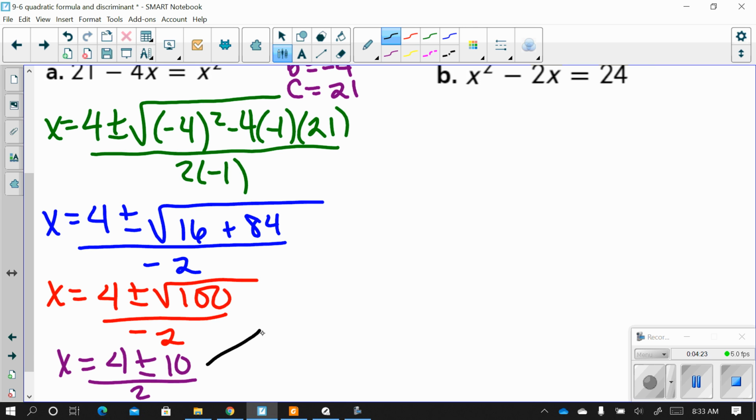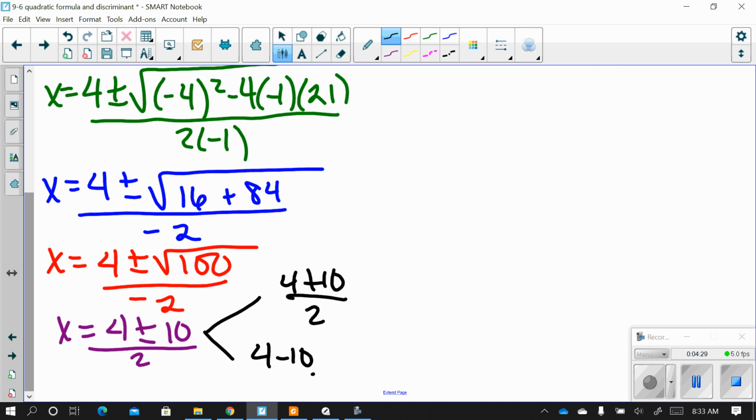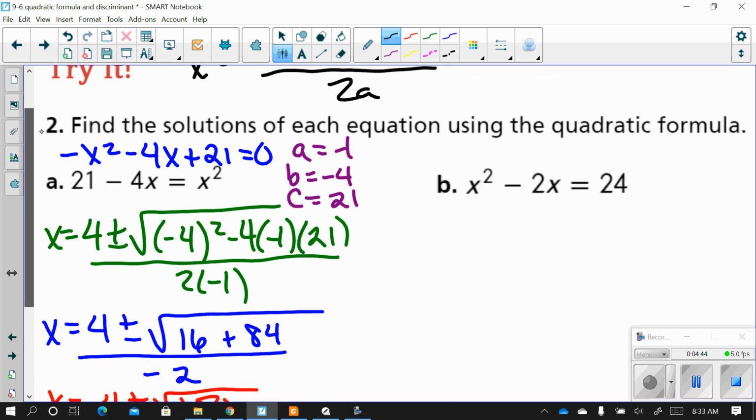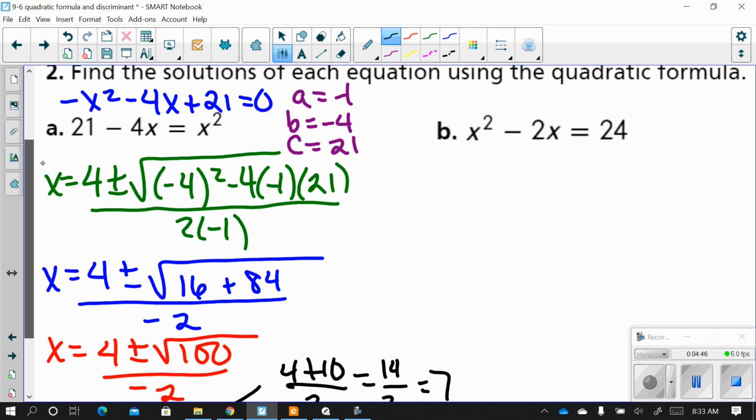This splits into two problems: 4 plus 10 divided by 2, and 4 minus 10 divided by 2. Well, 4 plus 10 is 14, over 2 gives me a final answer of 7. 4 minus 10 is negative 6, over 2 gives me a final answer of negative 3. So x equals 7, x equals negative 3. Pause the video, try letter B.